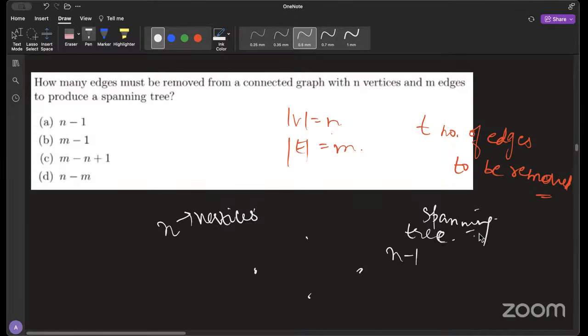Spanning tree means a tree that covers all the vertices. Now this is also a tree, but it's not a spanning tree because it's leaving this vertex. So for a spanning tree, you will need n minus 1 edges. If you have n vertices, like we have 4 vertices here, the edges in your spanning tree will be n minus 1, and we have exactly 3 here. This is the spanning tree.